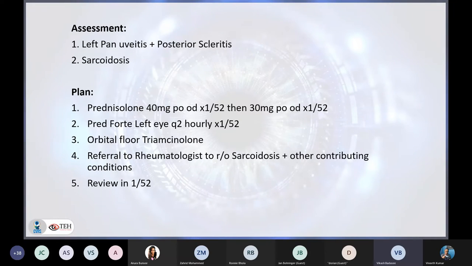Now, this therapy is a steroid. These three medications are steroids, and what they aim to do is to reduce the inflammation in that eye. She was also referred to the rheumatologist to rule out any conditions such as sarcoidosis and any other which may be contributing to her left inflamed eye. And she was also scheduled to be reviewed in a week's time.